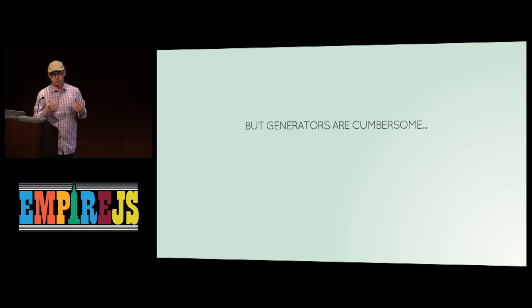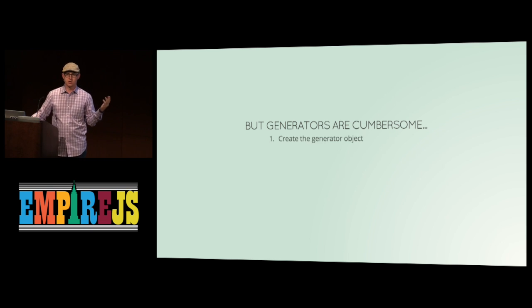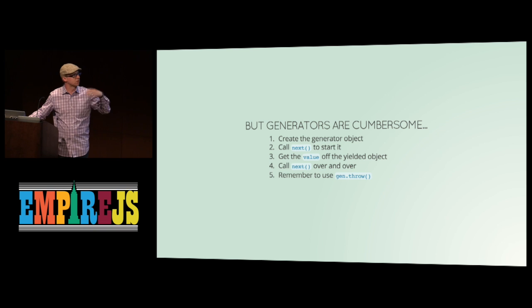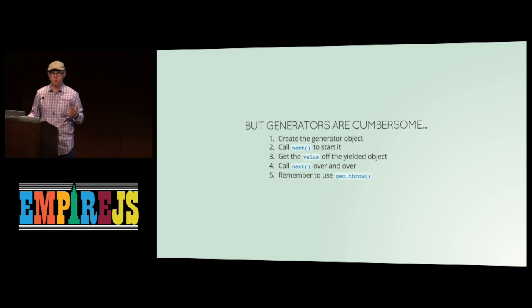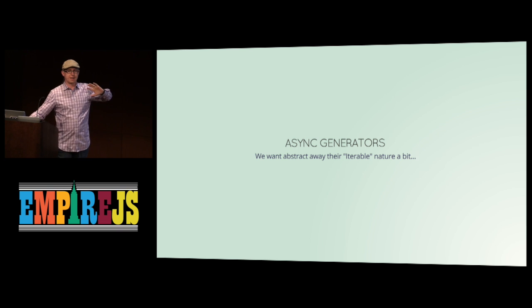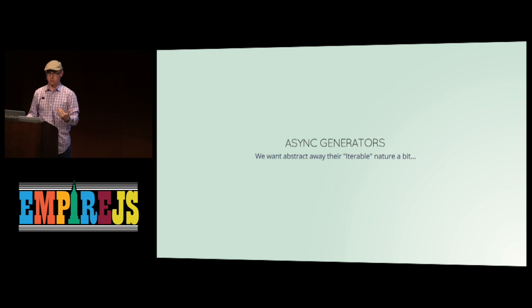You might say, but generators are cumbersome. You've got to do all these things. You've got to generate the actual object, and then you've got to call next the first time. You've got to check the value property. You've got to call next again, and you have to keep doing this over and over again. You've got to remember to use generator.throw. It's a lot of stuff. So instead, we're going to want something to abstract that interface away a little bit, because we don't care necessarily that they're iterable. That's helpful to us, but we don't really care about it.